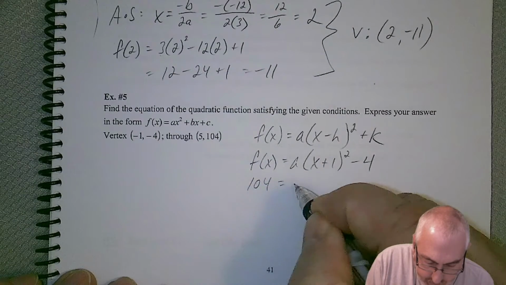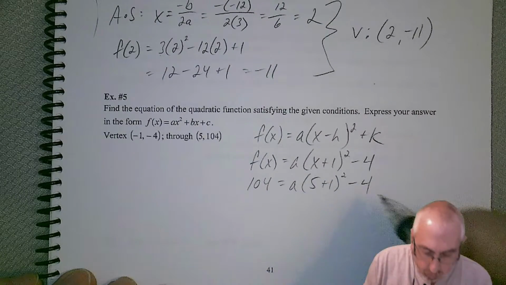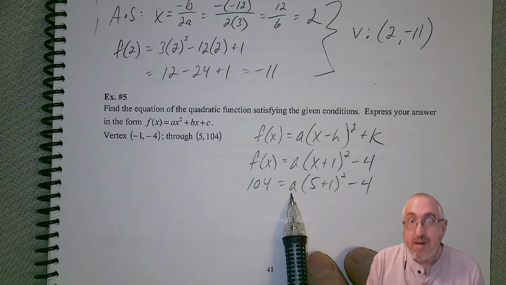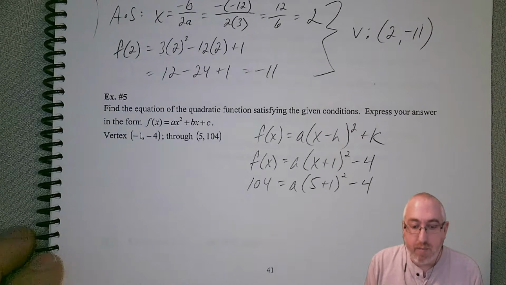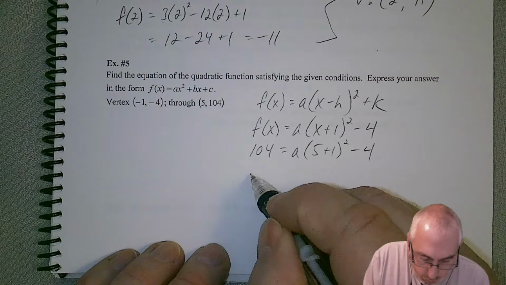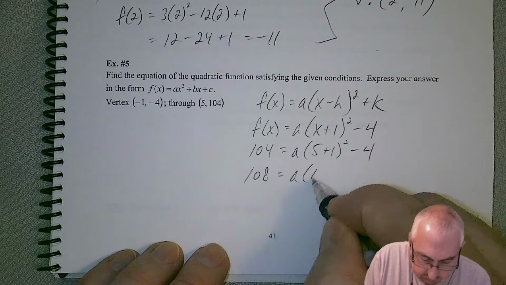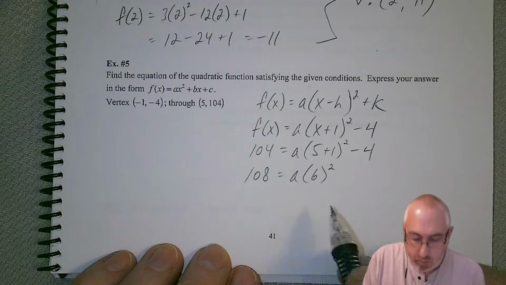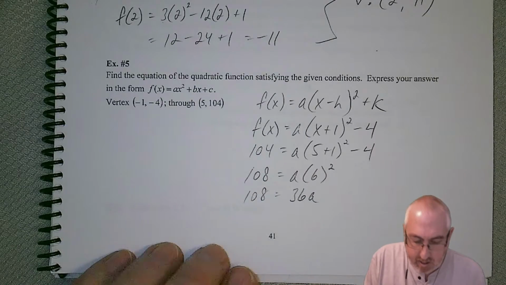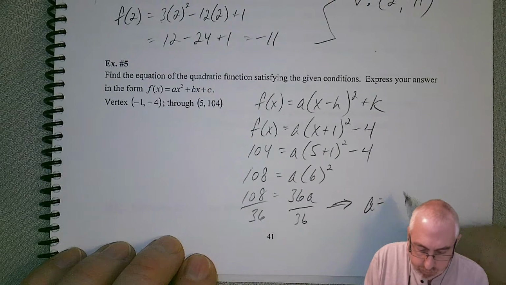So we'll plug that in there, and we got 104 equals a times 5 plus 1 squared minus 4. And what do you notice? The only thing missing is a. So now we can just solve this equation for a, and we are home free. So let's add the 4 to the other side, which makes this 108. And we know that this is 6 squared. So we can square that pretty quickly and get 36a, and then divide. So a is equal to 3.